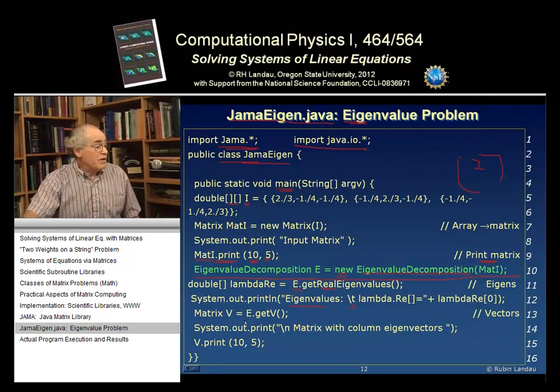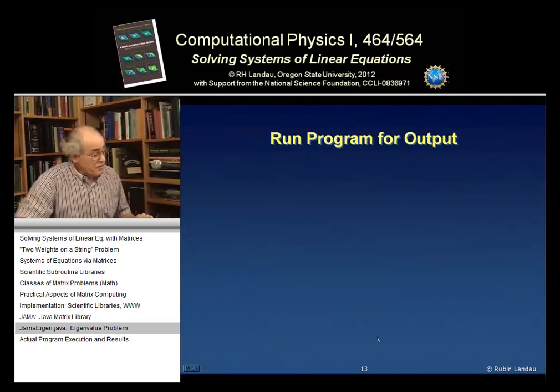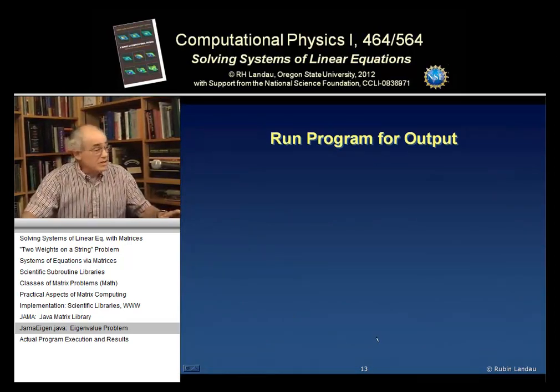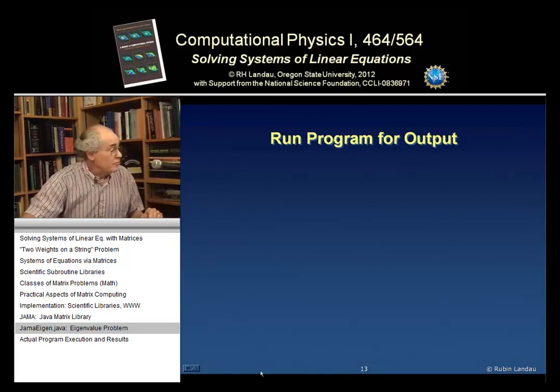And likewise, if we wanted to get the eigenvectors, we define a new matrix V, get V from E, so E contains all the information output from the sub-method called. Now we just get the vectors, and we'll print that out. So let's do this for you. So let's take a little stop here. We'll stop the PowerPoint.